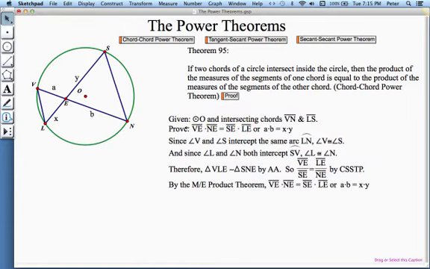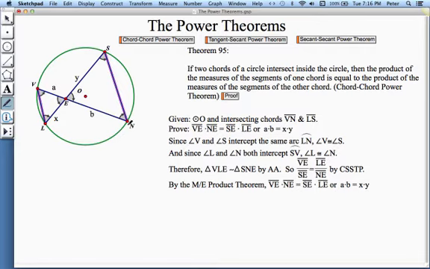Alright, well the first thing we have to do is to draw segments VL and SN to create two triangles. Now, since angle V intercepts the same arc as angle S, these two angles are congruent. By vertical angles, I know that these two angles at E are congruent, and since angle L intercepts the same arc as angle N, those two angles are congruent. So clearly, these two triangles are similar by angle.